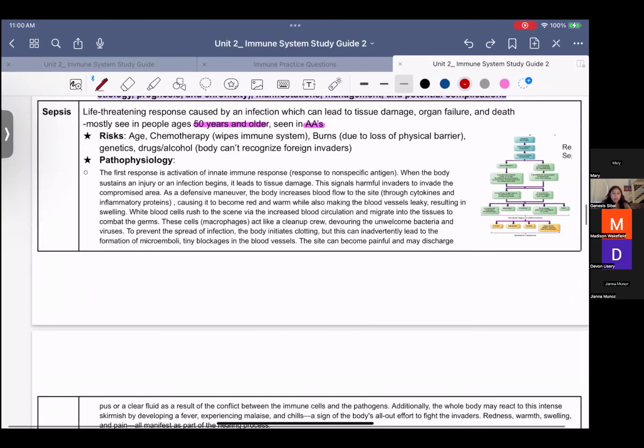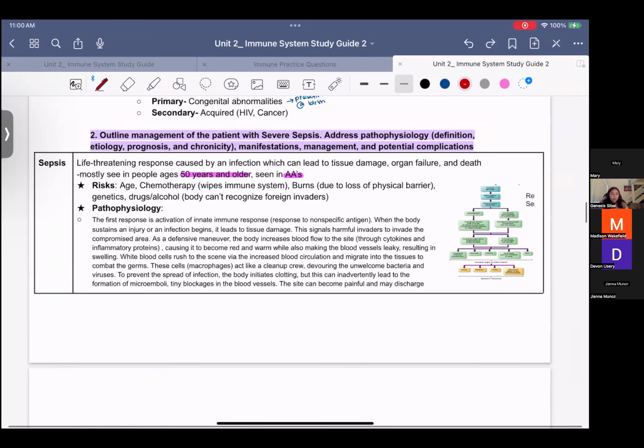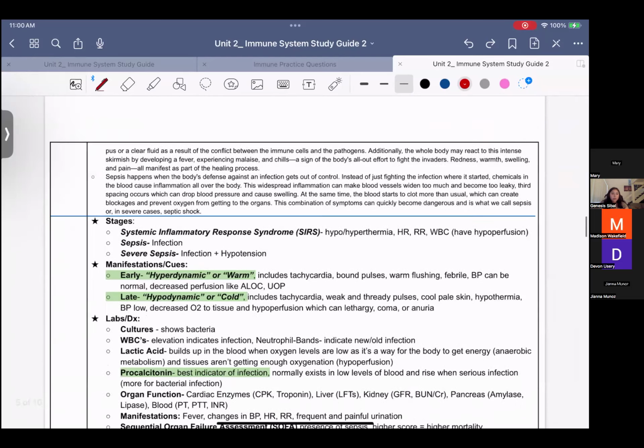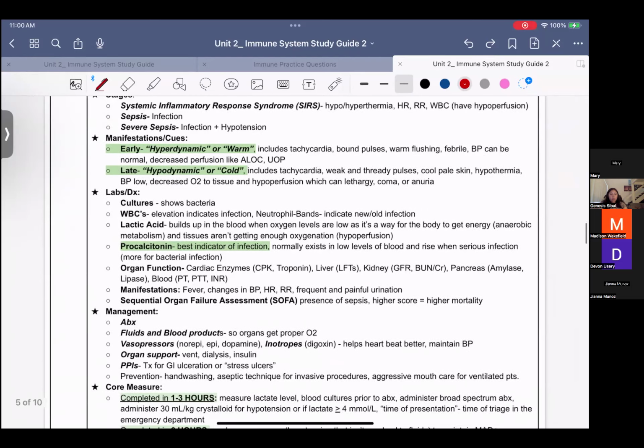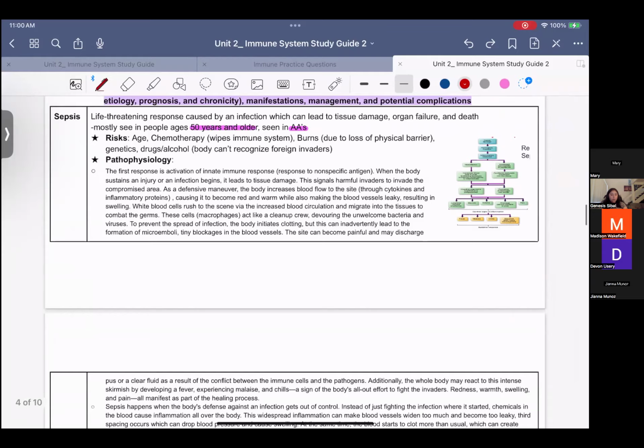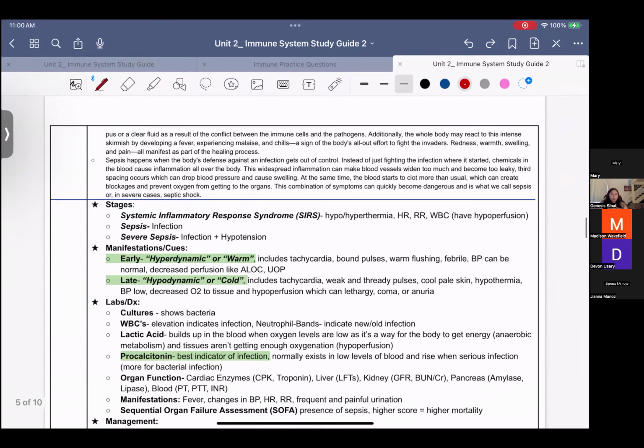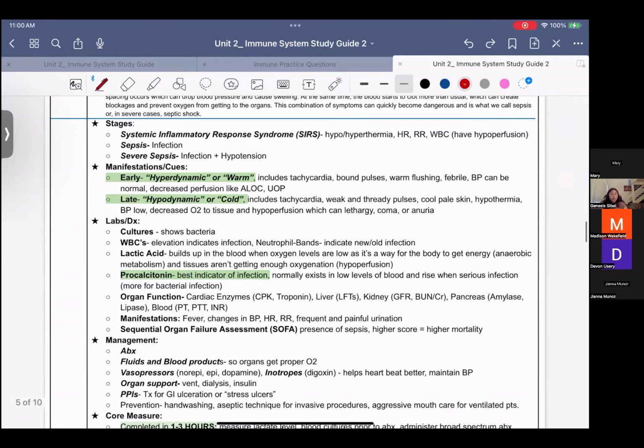Okay, so in terms of sepsis, I know you guys didn't go through everything, so I'm just gonna go through the beginning part here, up until probably the stages. But I probably will point out some stuff. So she quizzes you on some stuff.